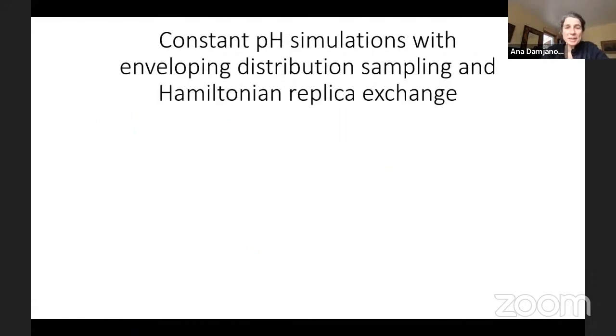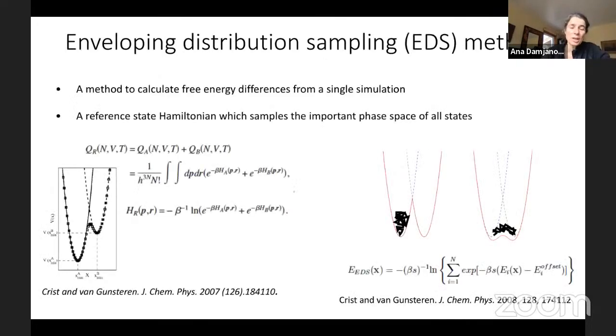What hasn't been investigated is these pK values based on molecular dynamics simulations. So we do this through constant pH simulation, through enveloping distribution sampling and Hamiltonian replica exchange. This is the method that we worked on and developed. It is based on the enveloping distribution sampling method by Christ and van Gunsteren. It is a method to calculate free energy differences from a single simulation.